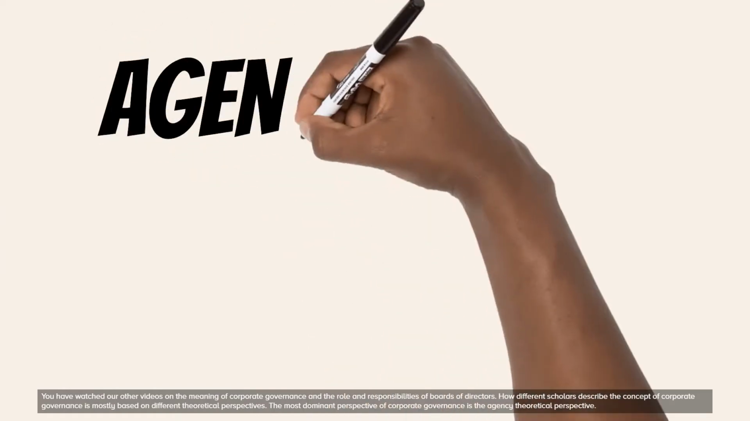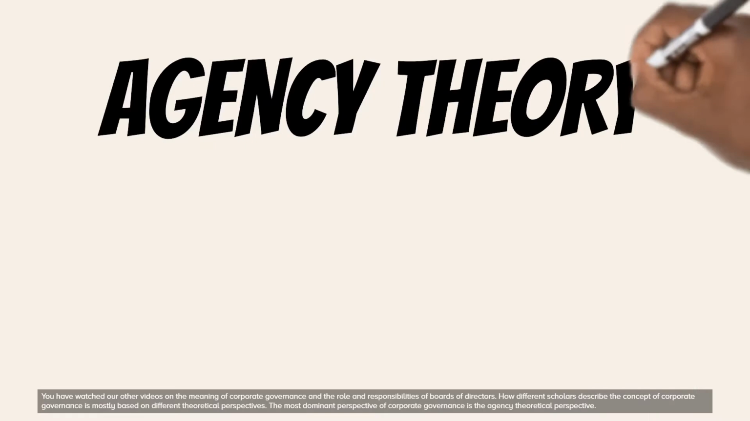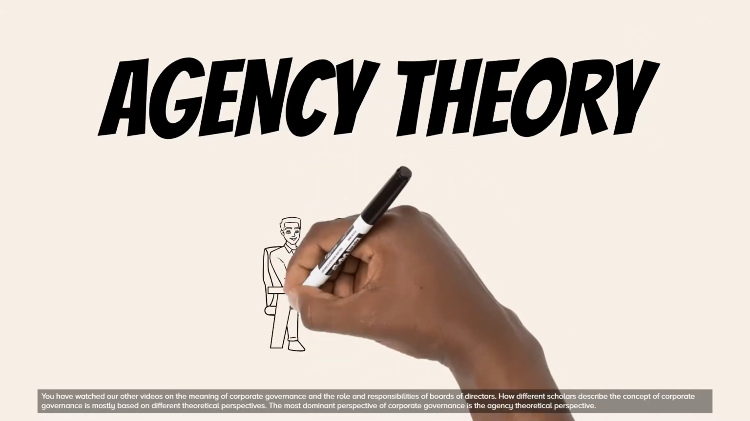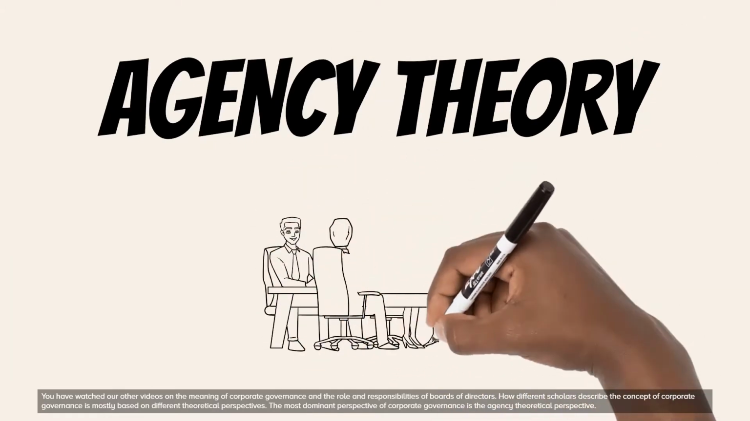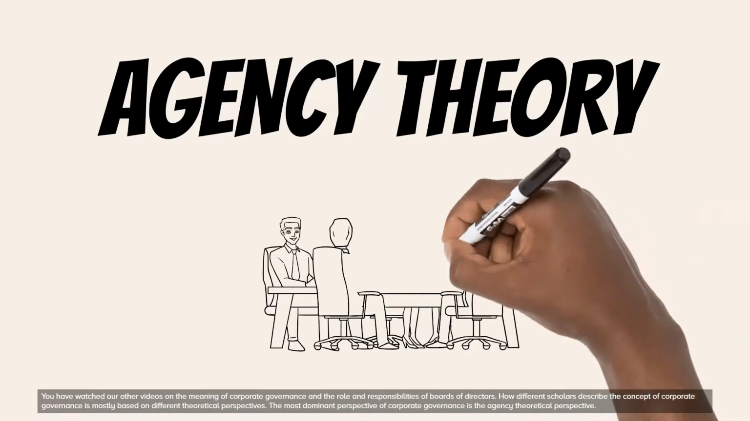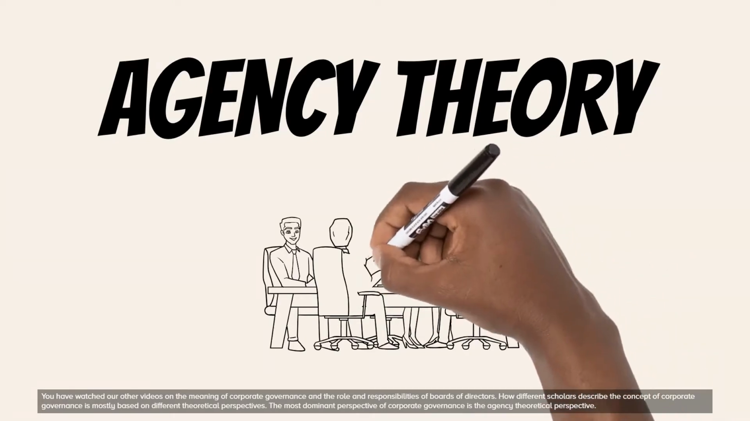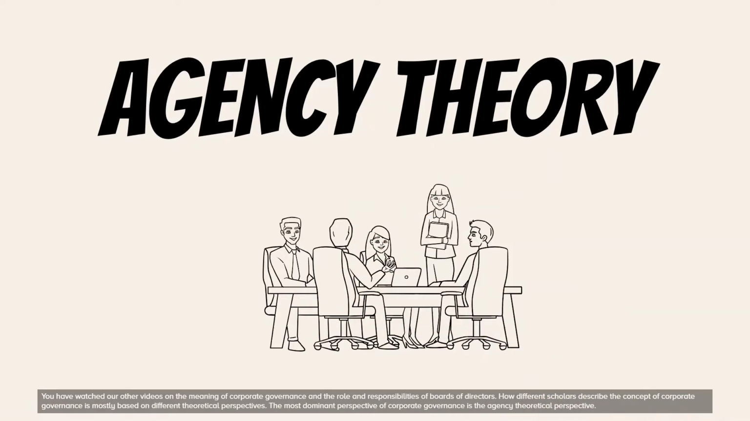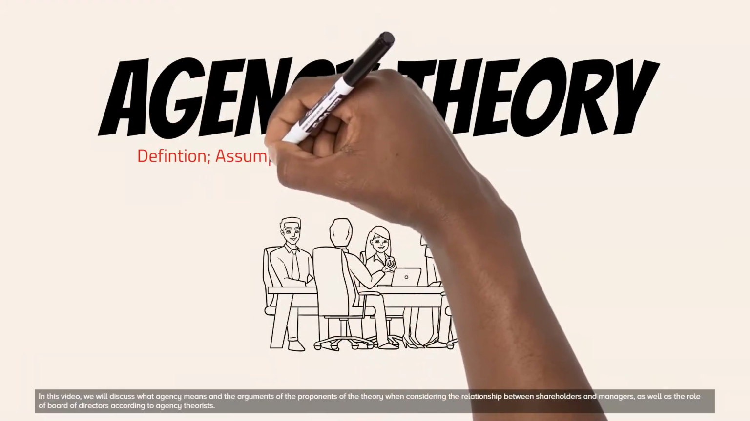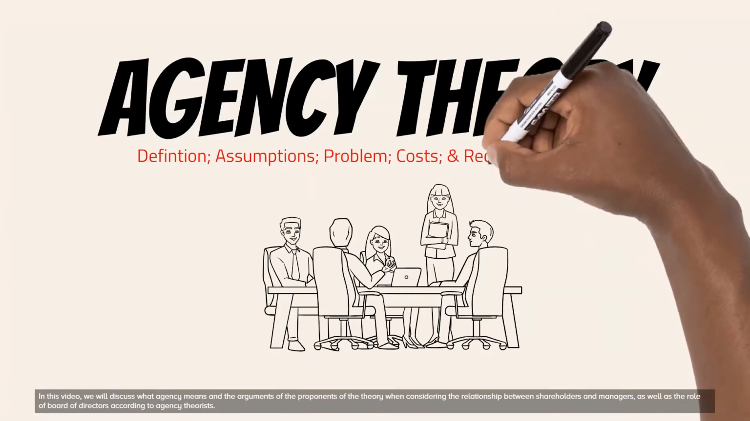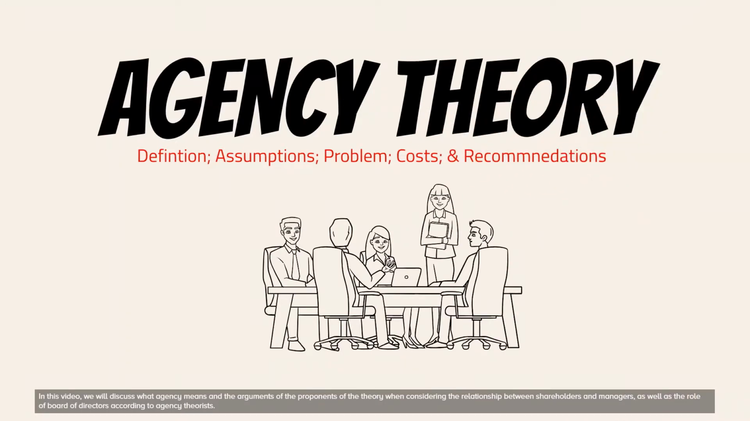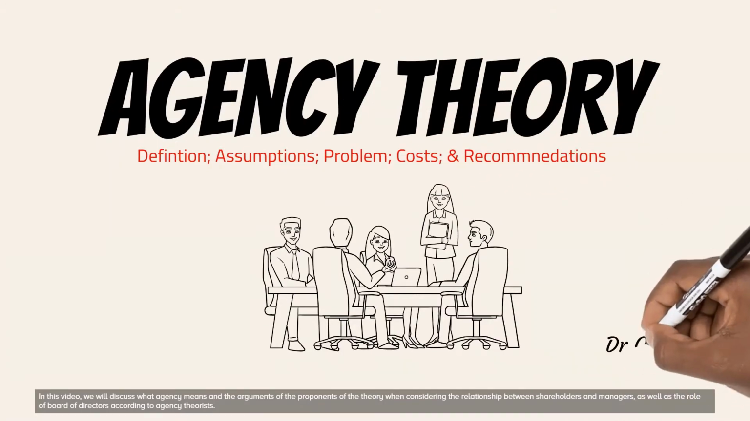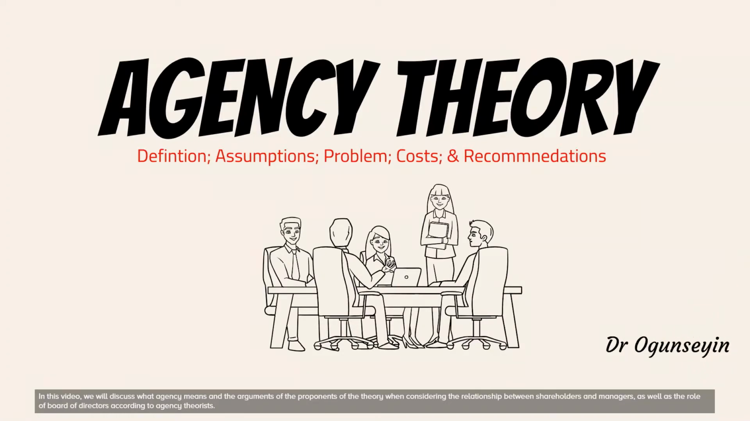You have watched our other videos on the meaning of corporate governance and the role and responsibilities of boards of directors. How different scholars describe the concept of corporate governance is mostly based on different theoretical perspectives. The most dominant perspective of corporate governance is the agency theoretical perspective. In this video, we will discuss what agency means and the arguments of the proponents of the theory when considering the relationship between shareholders and managers, as well as the role of board of directors according to agency theorists.